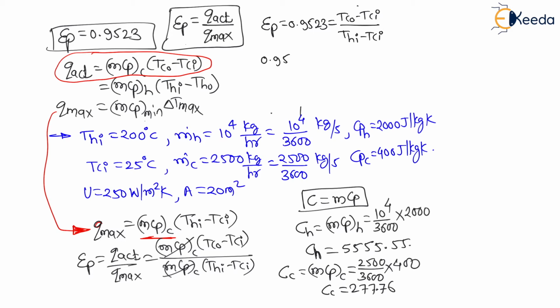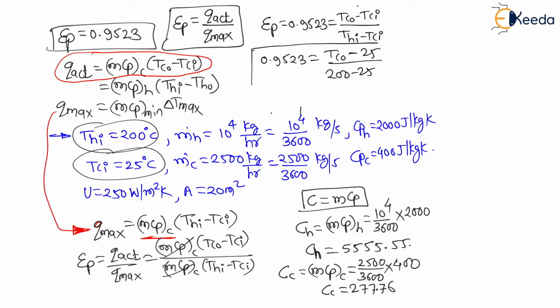Therefore, 0.9523 is equal to TCO, which is unknown, minus TCI, which is given. The inlet temperature of the cold fluid is given as 25. THI is also given. Therefore, 200 minus 25. Now, in this complete equation, only TCO is unknown. Let us solve this equation for TCO, and if I solve it, I will get the answer as 191.60 degrees Celsius. This will be the exit temperature of the cold fluid.